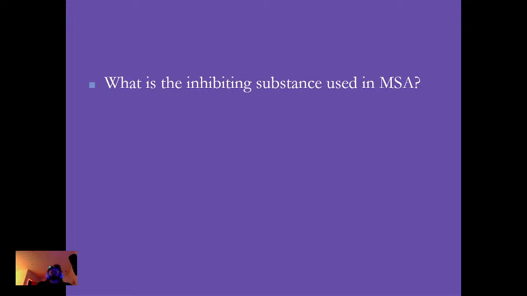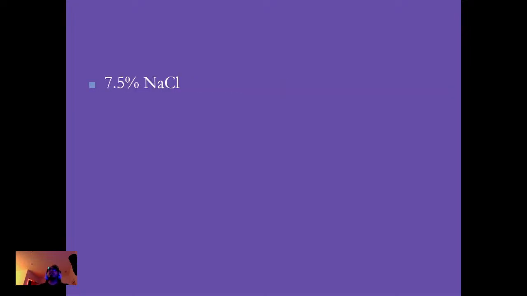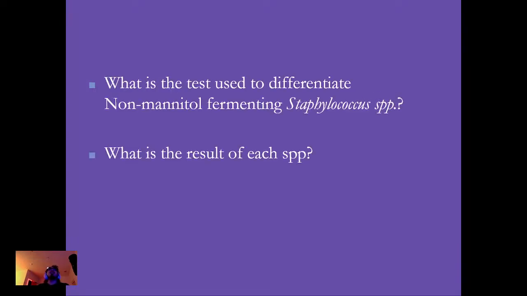What is the inhibiting substance used in MSA? So, salt siya dapat, di ba? So, mannitol salt agar. So, may sugar siya, mannitol na yon. Yung salt, yun yung inhibitor. How much salt is in mannitol salt agar, by the way? Next slide na tayo. So, that is the inhibiting substance in mannitol salt agar is 7.5% sodium chloride or table salt, di ba? Sodium chloride. Alright, let's move on to the next slide.